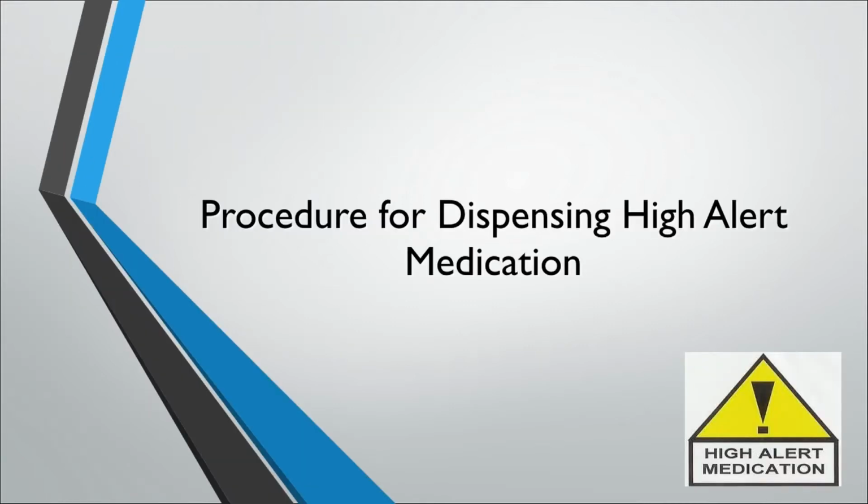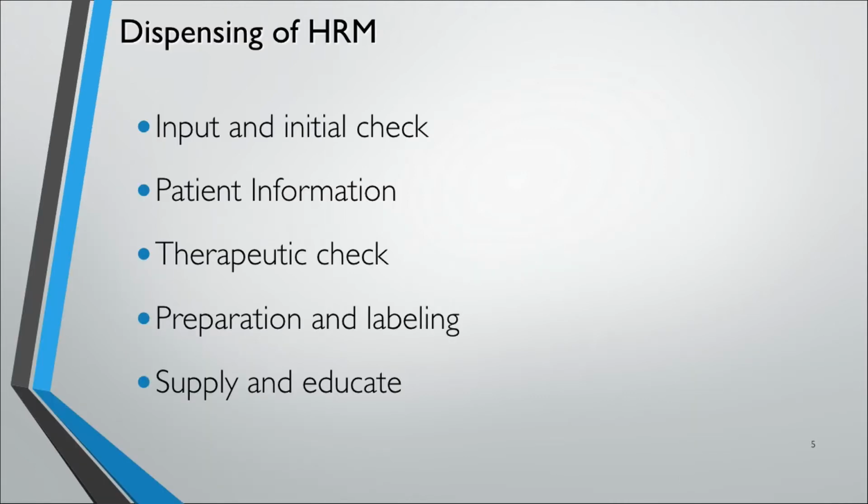Pharmacists should follow a precise procedure while dispensing medications that pose a high or elevated risk to patients. The procedure followed by the pharmacist while dispensing high-risk medication is discussed in 4 steps: input and initial check, patient information, therapeutic check, preparation and labeling, supply and educate.